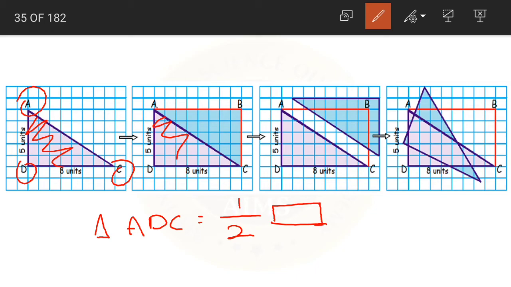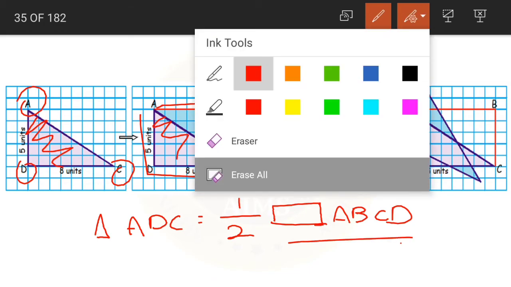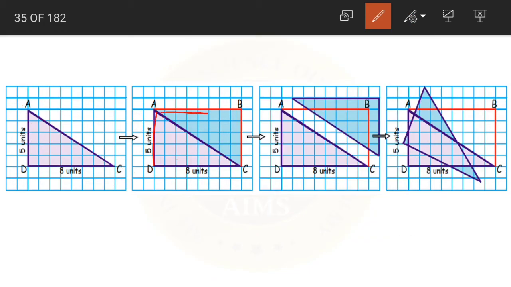What is the name of the rectangle, children? ABCD. Half of the area of the rectangle ABCD. Now first let us find out the area of our rectangle ABCD. This is our rectangle ABCD. So what is the length of this rectangle ABCD? 8 units. See, now this side is 8 units. So it means the opposite side will also be equal to 8 units. So the length is 8 units and the breadth here is 5 units.